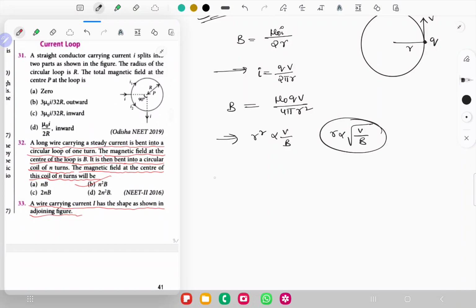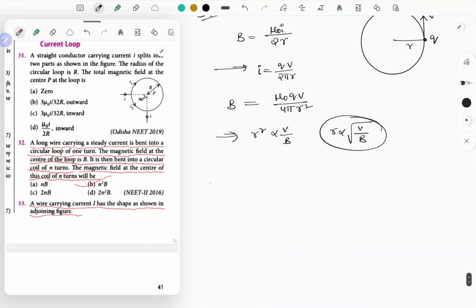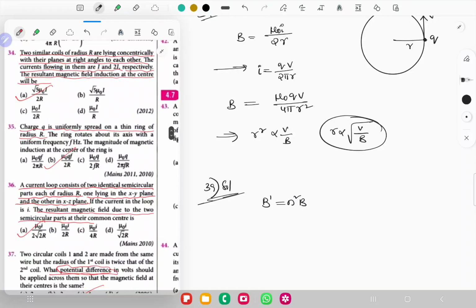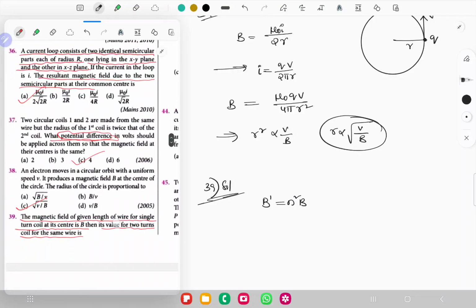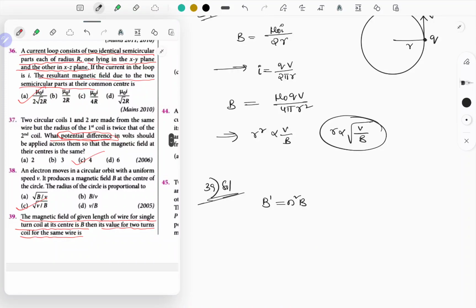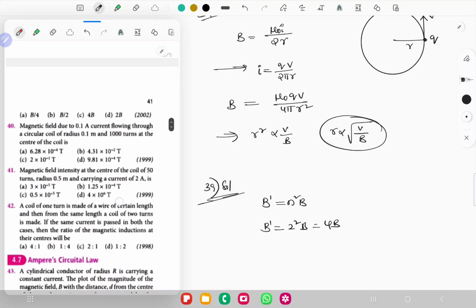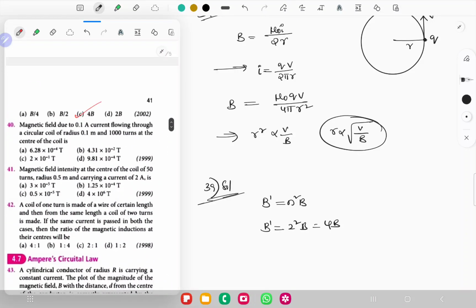So what's the relation for the new magnetic field? Solution for 39: the new magnetic field is equal to n square times the old magnetic field. What is the meaning of n here? Number of turns. How many turns are they asking? 2 turns. Then B dash is equal to, if you square it, 4 times the old magnetic field. Which option matches here? Option C is the correct answer.